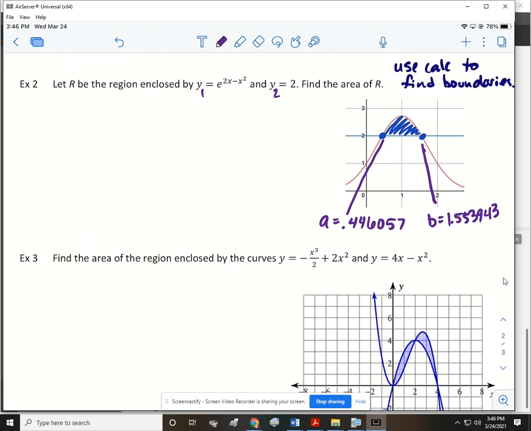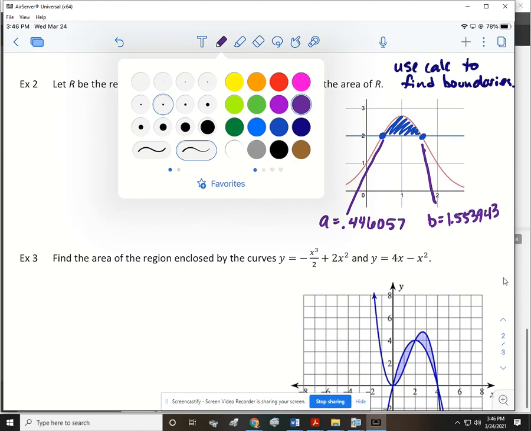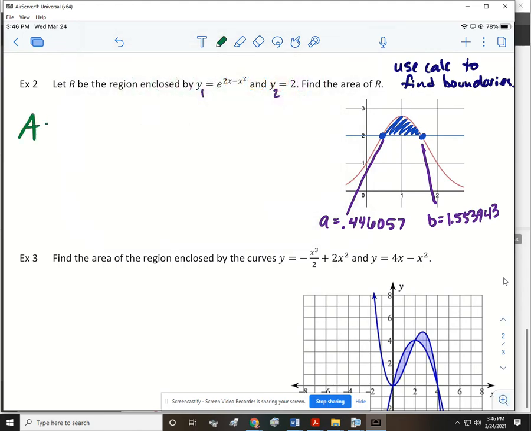So now when I write my integral, I don't have to write out that ugly decimal. By telling the AP people that's what A is and that's what B is, I can just go from A to B. And then in this case, the top function or the upper function is e to the 2x minus x squared. And we're going to subtract our bottom or lower function, which is 2, and then dx. And then we'll just let the calculator do this for us.